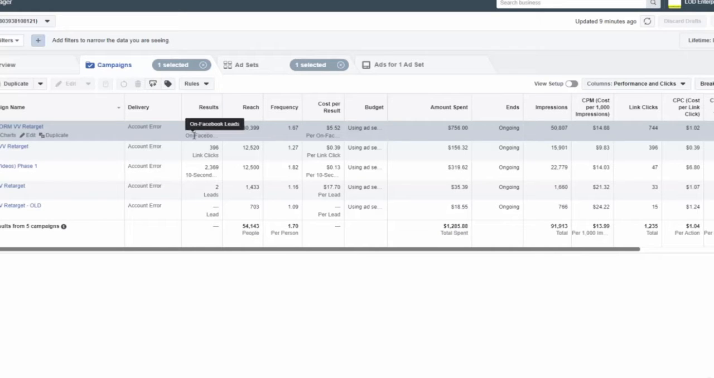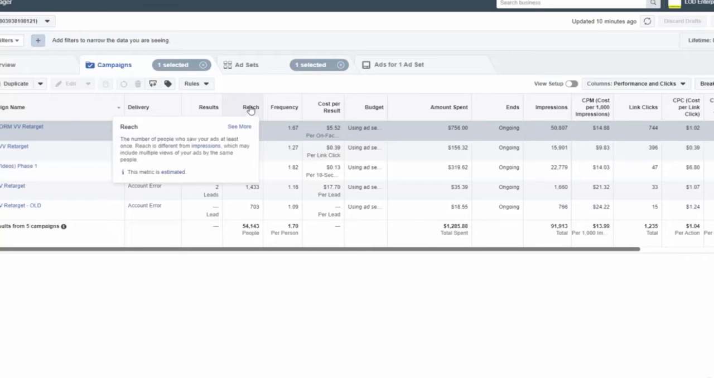We have the Facebook leads, the link clicks. This is for whatever type of campaign we have set up here. This is for Facebook lead forms. This is for the link clicks. And then this one right here is for video views. So we know that these here are showing us all of the results for the campaign.